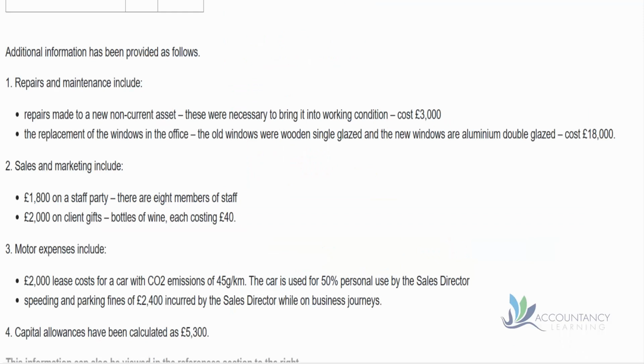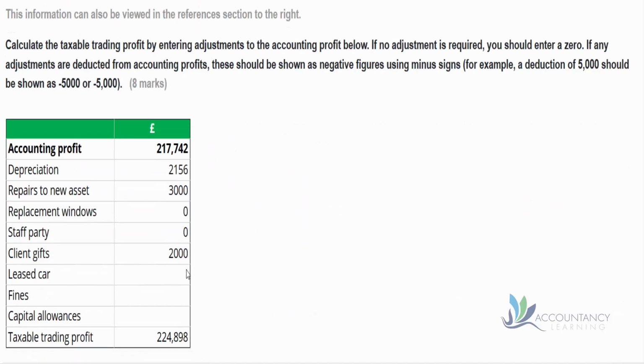So in this case, the car is personally used by the sales director rather than the owner. So that means it's still allowable. And also the carbon dioxide emissions are less than 50 grams per kilometre. So again, all of that 2,000 lease cost is allowable. We don't need to make any adjustment for the 15%. So if it's completely allowable, that means we can enter a 0 into our answer.